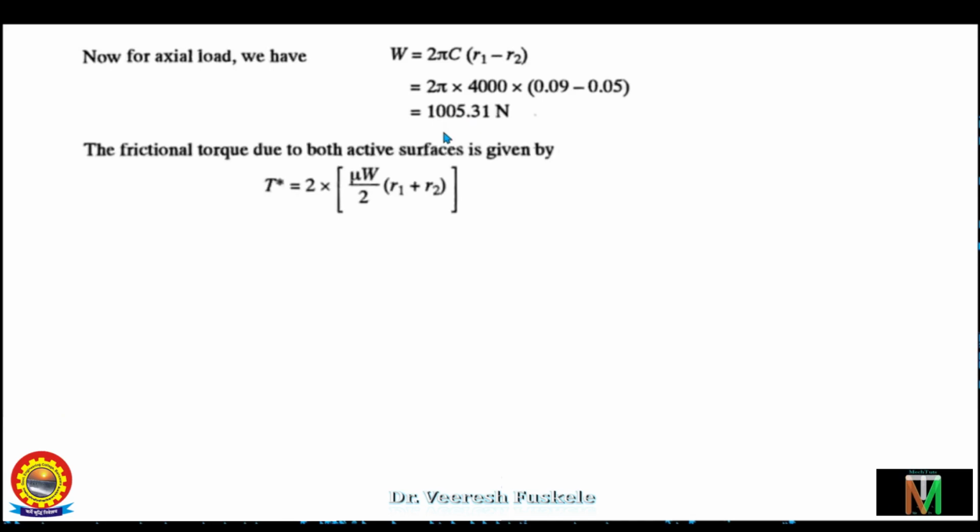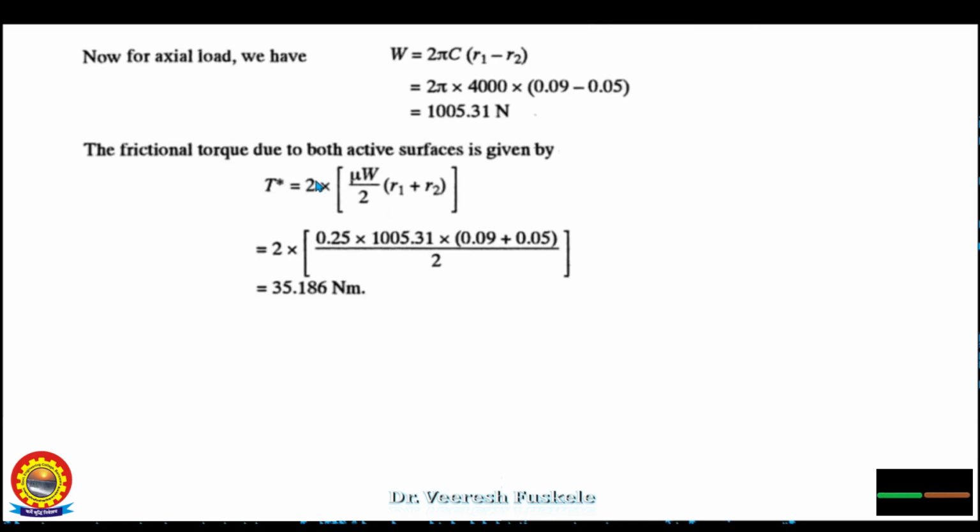Frictional torque, again this we discussed in the previous video. We derived this equation as the frictional torque T is equal to 2 times N, as both the frictional surfaces are active, so this is N, mu W upon 2 into R1 plus R2. R1 plus R2 upon 2 was nothing but Rm. So from this we can find out the frictional torque to be 35.186 Newton meter.